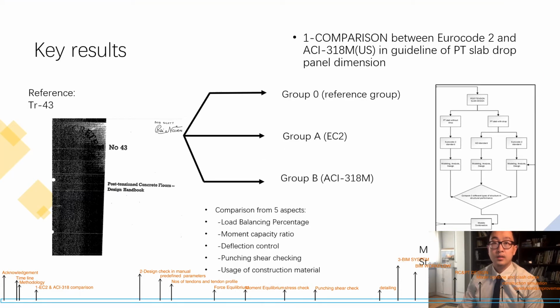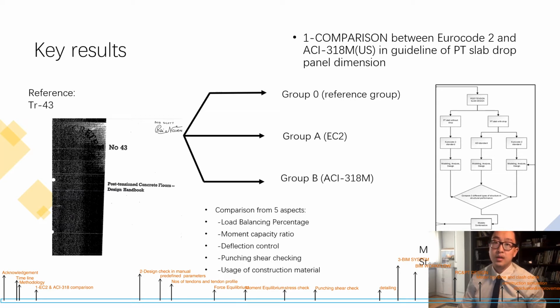Okay, next. So step one of my study, as I mentioned in the last slide, is that I first need to decide which code is better to follow to design the PT structure with the drop panel. So then I divide into three testing modeling groups. Group 0 is a reference group. In group 0, one flat slab will be modeled.